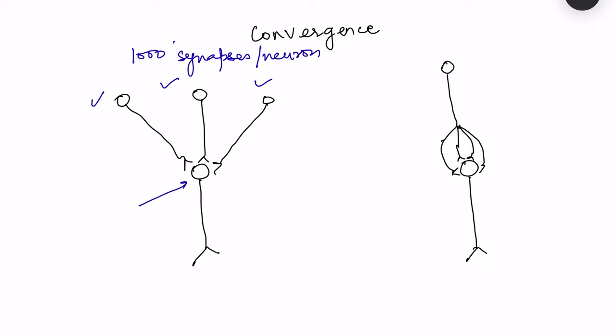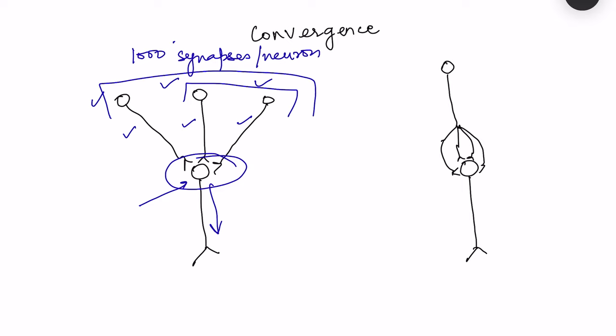So this is known as convergence, and this is very important because this enables our nervous system to collect information from various sources, and then finally the response is made based on the integrated information. So depending on whether the stimuli are coming from these two or from all three, the response which occurs in the postsynaptic neuron will differ.